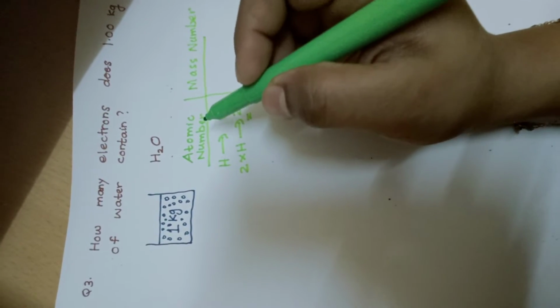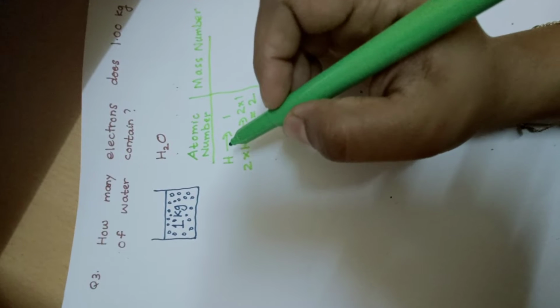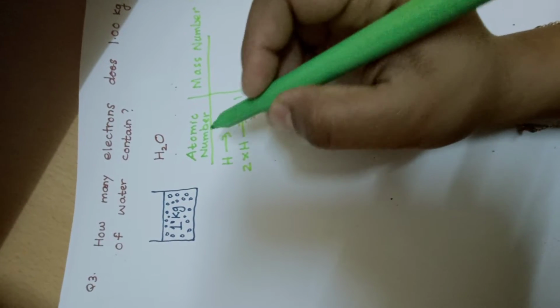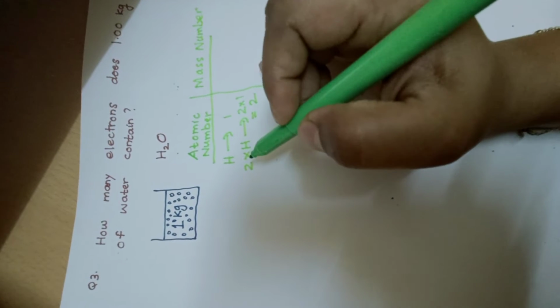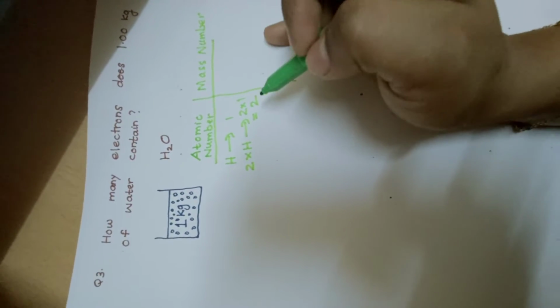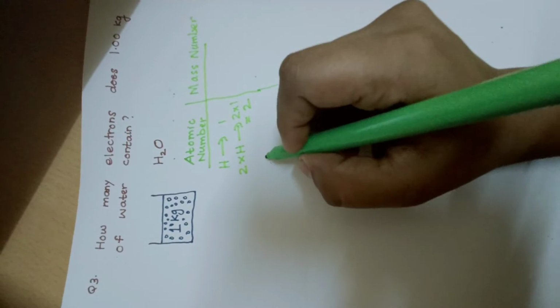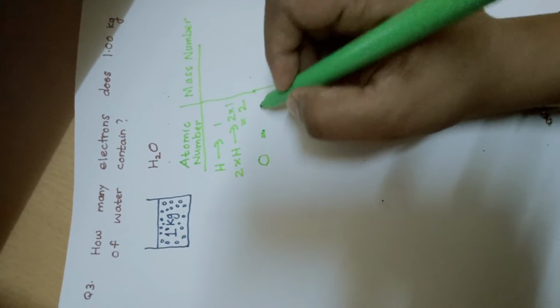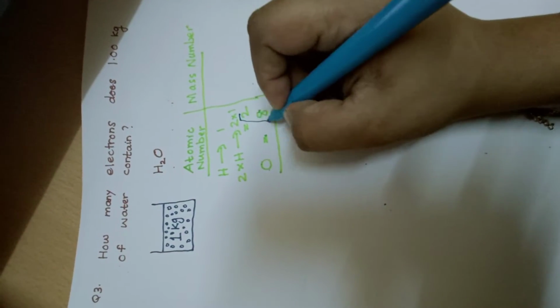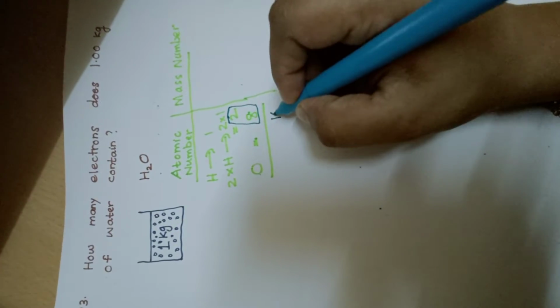Atomic number of water, H2O. In the water molecule, we have hydrogen whose atomic number is 1, but there are 2 hydrogens. So 2 times H, 2 times 1 equals 2. Then we have 1 oxygen there. Atomic number of oxygen is 8. So total we have 8 plus 2, which is 10.